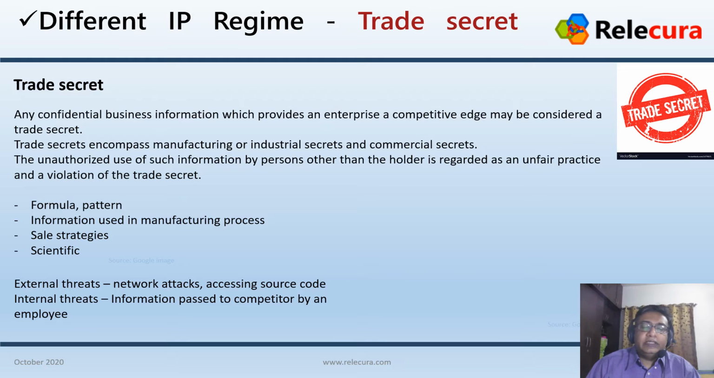But the disadvantage of a trade secret is that if it is out, if it is conveyed to the competitors, the whole product will be lost and it will be a big loss. So we have to follow certain rules and regulations to protect our trade secret. There could be different kinds of threats to a trade secret. External threats like network attacks or accessing source code. Internal threats like information being passed to a competitor by an employee.